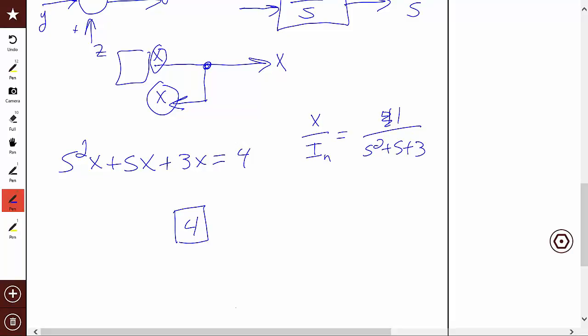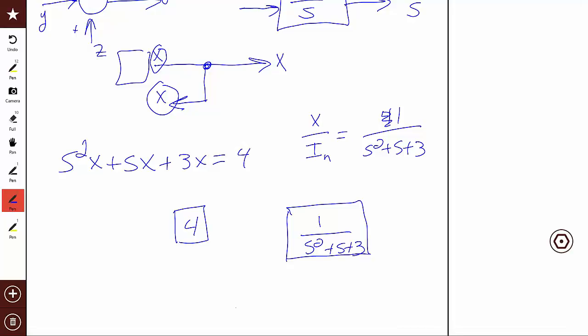3. So here's what I'm going to do. I'm going to draw a box, and I'm going to put that equation in there. 1 over S squared plus S plus 3. What should go into that box? A 4. Okay, so I'm going to run a 4 in here. What comes out of the box? X. Very good.